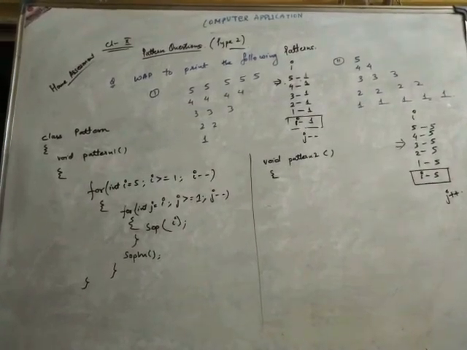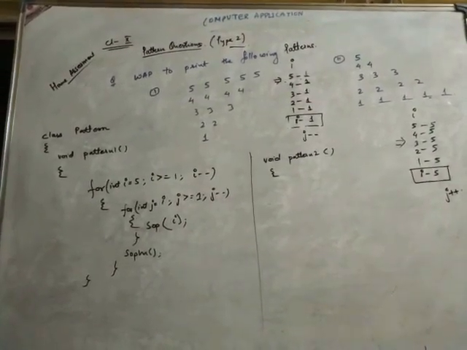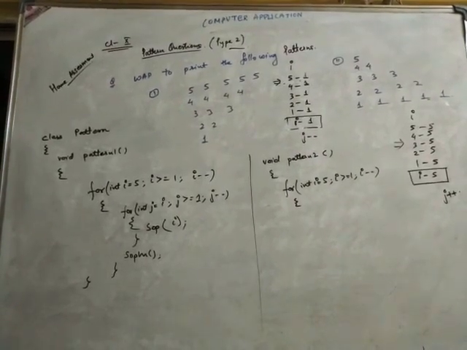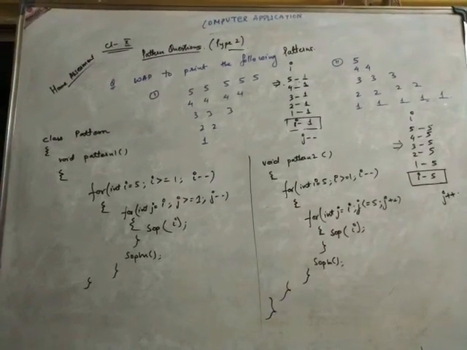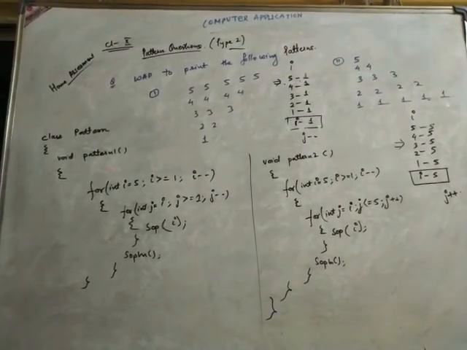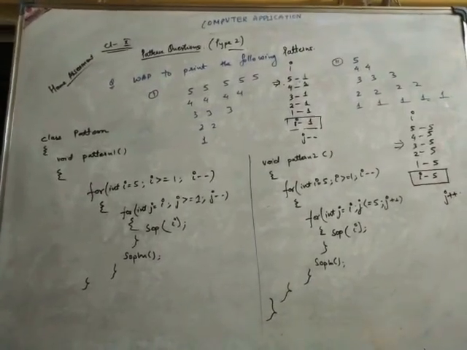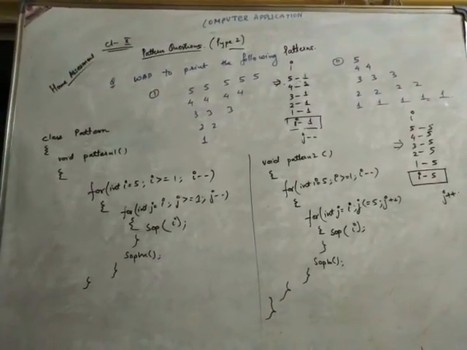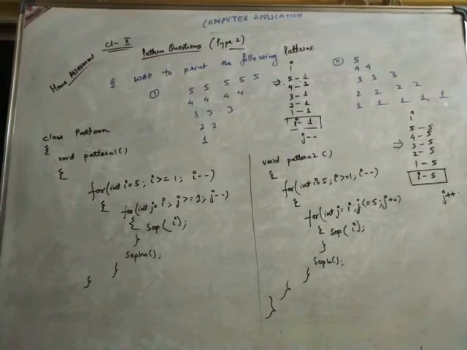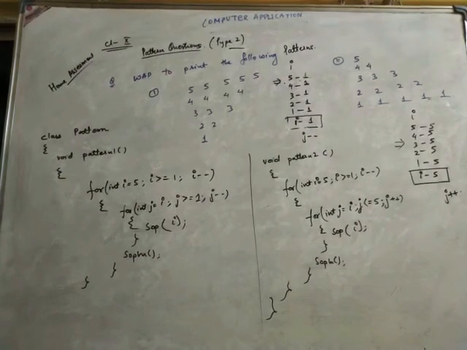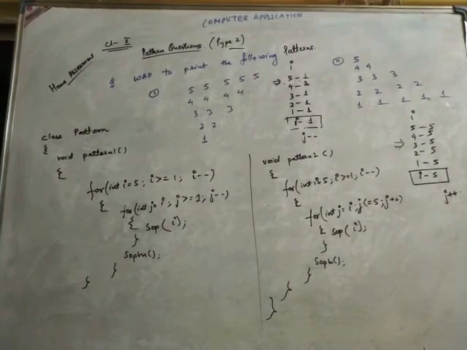So first the I loop: int I equals 5, I greater than equals 1, I minus minus. Now the J loop will start from I till 5, J plus plus, and after that you write SOP I, SOPLN. Clear? Understood? If you understand how to make the table, making the loops is not difficult. If it is minus minus, then it will be greater than equals to. If it is plus plus, then it will be less than equals to in the condition. Understood?